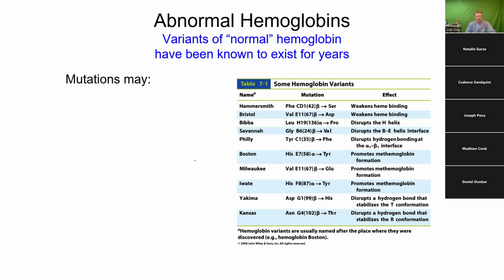You could refer to these as abnormal or mutant hemoglobins. Now, one of the things that I want you to notice about the names of these is that lots of them are locations. For instance, Philly, Boston, Milwaukee, Yakima is in Washington, I know that.